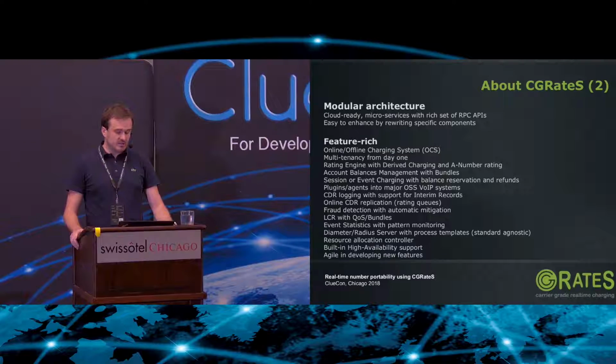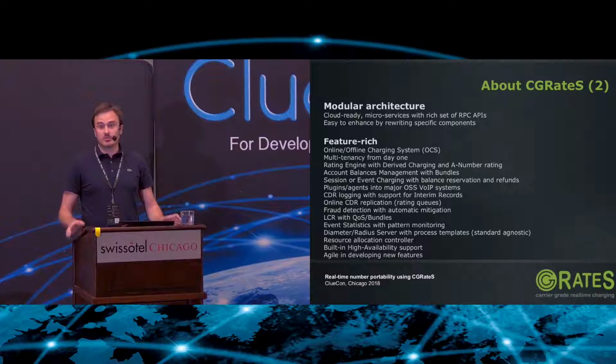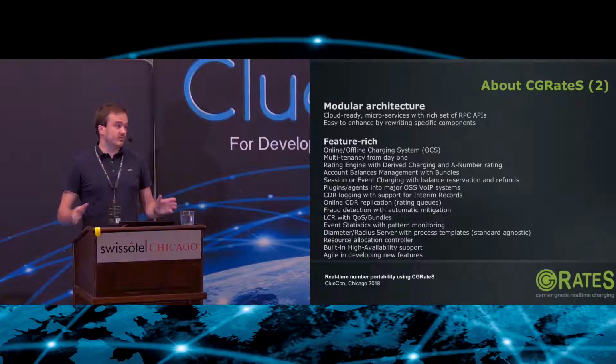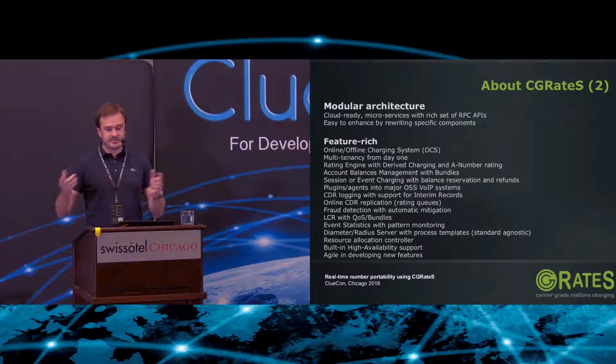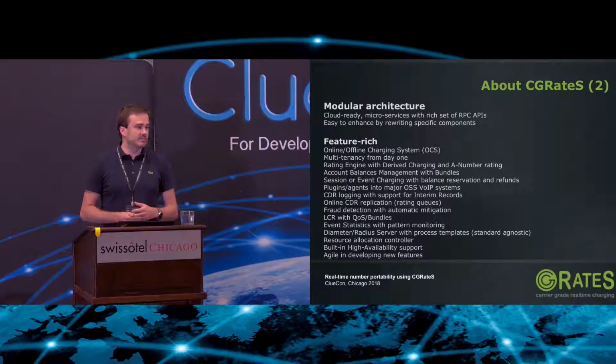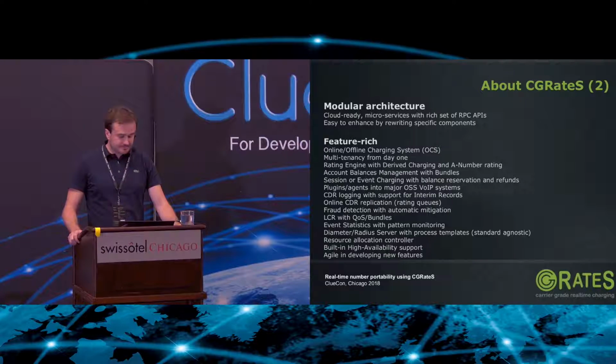Diameter and RADIUS server with process templates, so we are kind of standard agnostic, so you can be compatible with the interface you need. We have also a resource allocation controller, so if you want to monitor the channels per destination, per source, per caller, per limited number of geographical areas, and so on, all are possible.